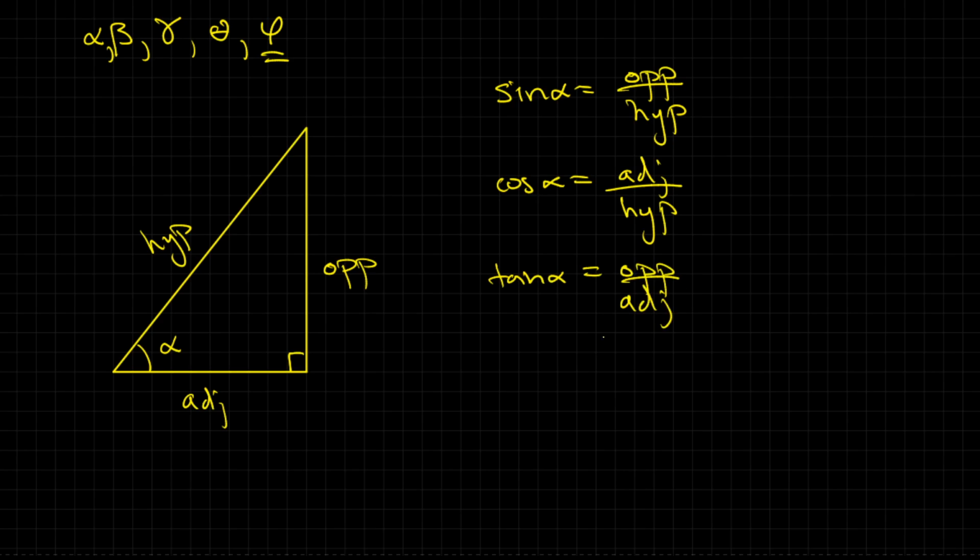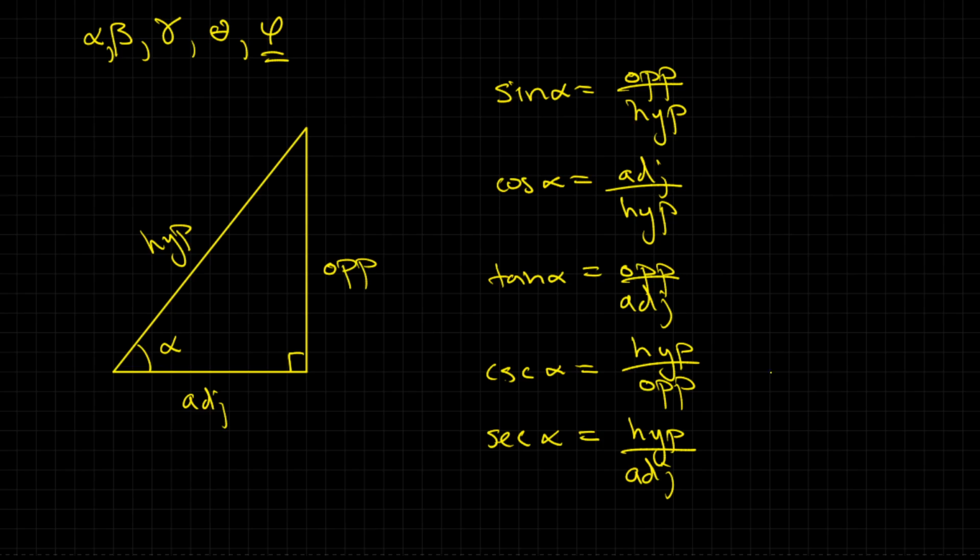And we can define the reciprocal of sine alpha as well. Remember, that is cosecant. So cosecant alpha is defined to be the hypotenuse over opposite. Secant alpha is defined to be hypotenuse over adjacent. And cotan alpha, which I think I'll have to write over here, that is adjacent over opposite.